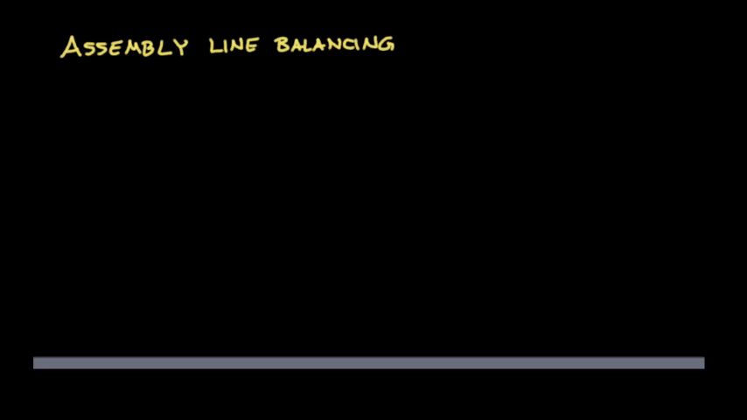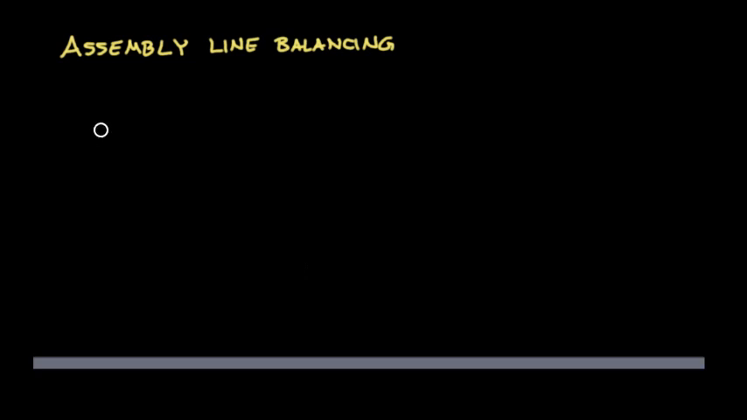So let's say in your factory you have a widget that needs built and you have all these little tasks that are required to build this widget. And you want to divide these tasks up into an assembly line that will build the widget for you at a certain rate. So the question is, what should that assembly line look like?